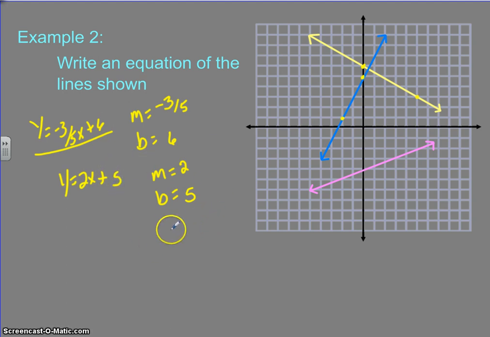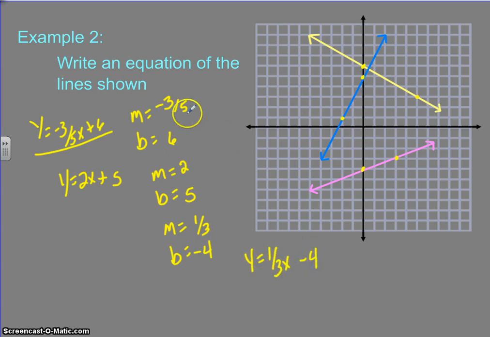Let's look at the last one. M is equal to and B is equal to. Well, B is going to be the easiest thing. It's right here. 1, 2, 3, 4. -4. The slope, it looks like we cross here. Okay, so I'm going to go up 1 over 3. Slope is 1/3. So y equals 1/3 x minus 4.